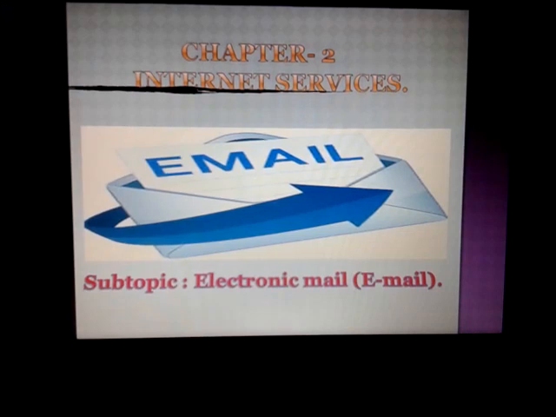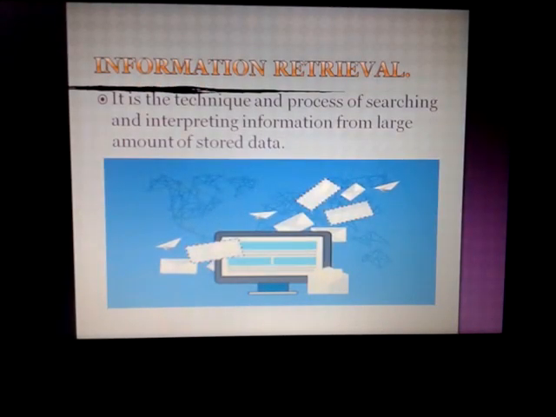Before that, I will tell you about something about information retrieval. Information retrieval is the technique and process of searching and interpreting information from large amount of stored data. It is the accessing and obtaining information from the World Wide Web.